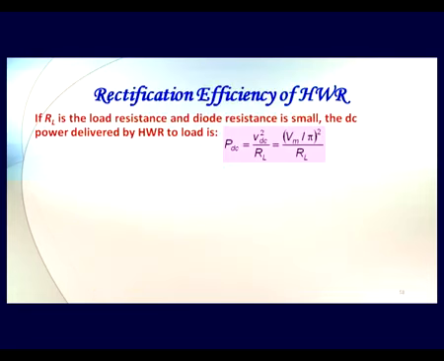Now, how good is the rectification efficiency of our circuit? If RL is the load resistance and the diode resistance is very small and negligible, the DC power delivered by our half wave rectifier will be PDC equal to VDC square upon RL, which is nothing but (Vm by pi) square by RL.